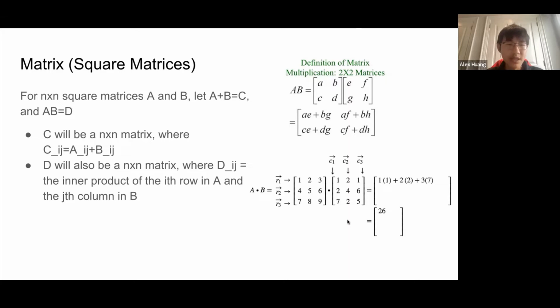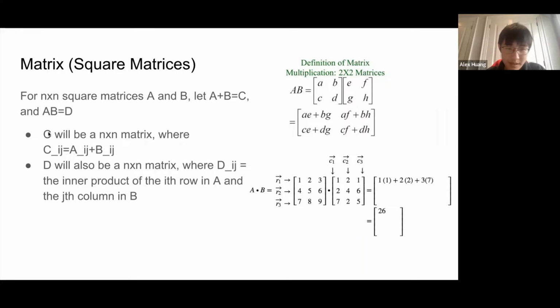Basically you have n squared entries. And if you have two square matrices, A and B, we call Aij the entry that's on the ith row and jth column, and Bij similarly is the entry in B that's on the ith row and jth column. Then if we let C equal A plus B and D equal A times B, I'm going to show how you define addition and multiplication on these matrices.